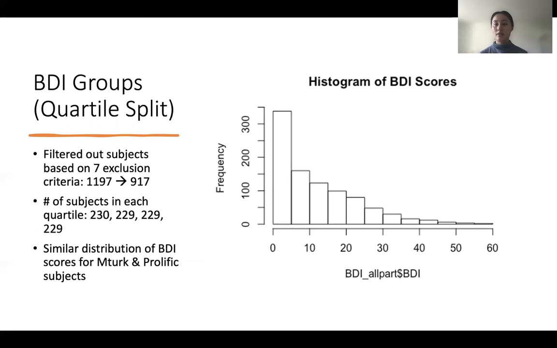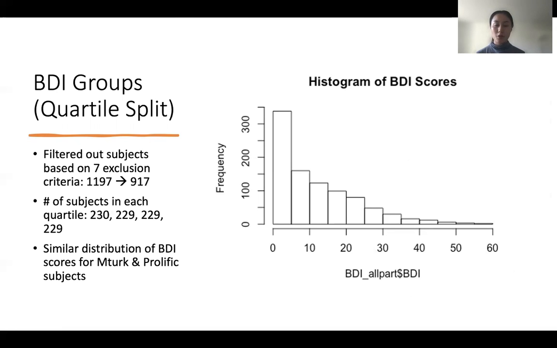Because the project was about relating decision-making strategies to psychiatric symptoms, we decided to start from depressive symptoms, which was measured by the Beck Depression Inventory, so BDI. We took participants' BDI scores and then split them into quartiles. This is a graph of all participants, the distribution of BDI scores.